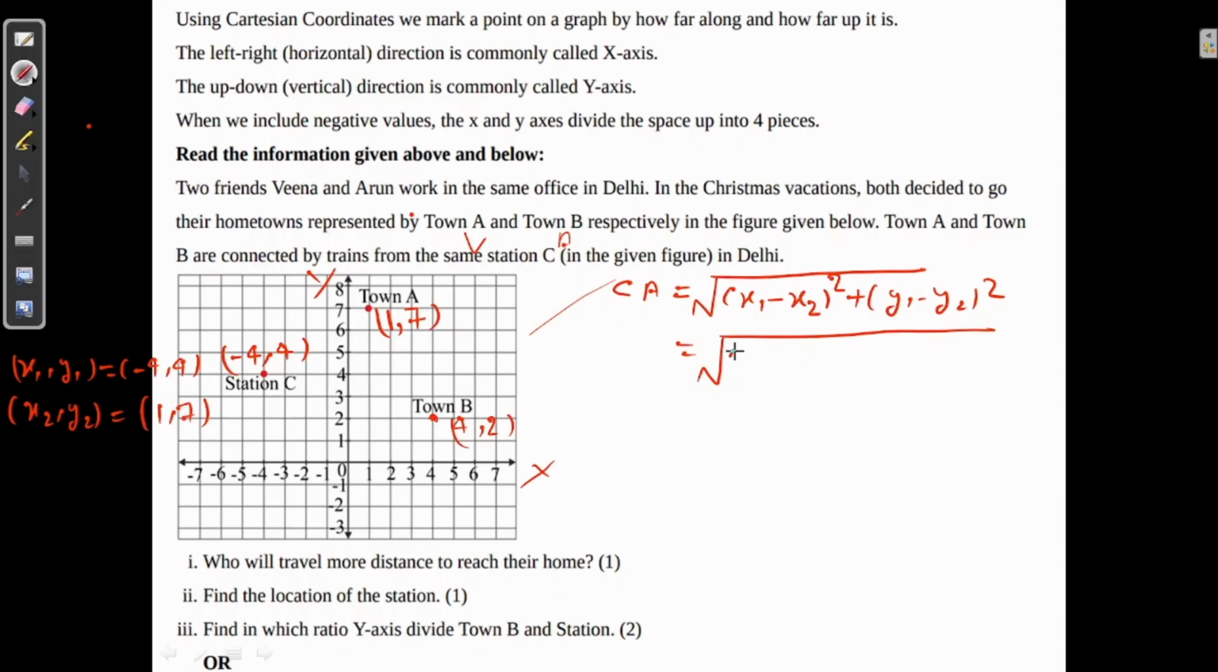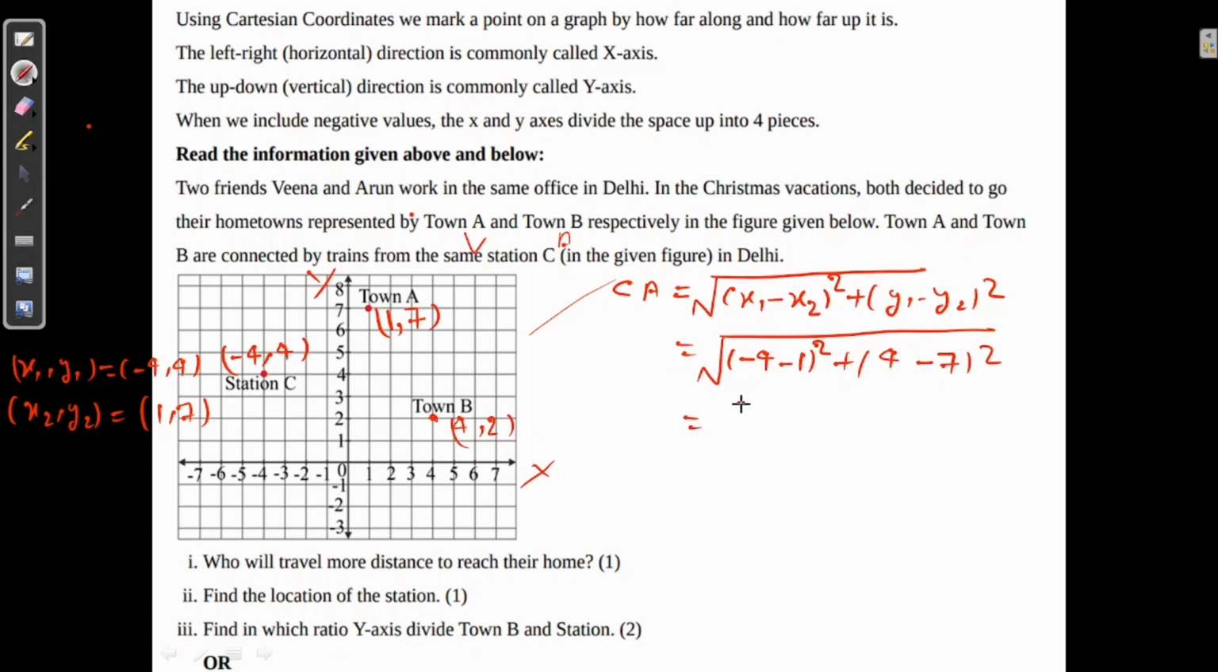So tell me the values here. What is the value of x1? As you can see, it is minus 4. What is the value of x2? As you can see, it is 1. What is the value of y1? As you can see, it is 4. What is the value of y2? As you can see, it is 7.